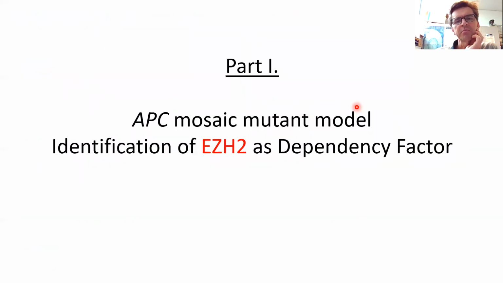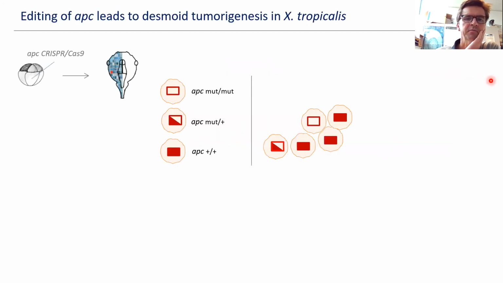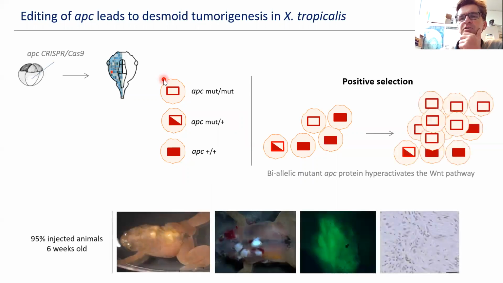The mosaic APC model we have been using so far for identification of so-called dependency factors, applying a negative selection CRISPR screen. So what is the outline? When we inject CRISPR reagents and guide RNAs for APC, we get a mosaic mutant animal. Some cells will acquire a biallelic, out-of-frame mutation in the APC gene, and this way these cells develop as a tumor, because these cells are under positive selection.